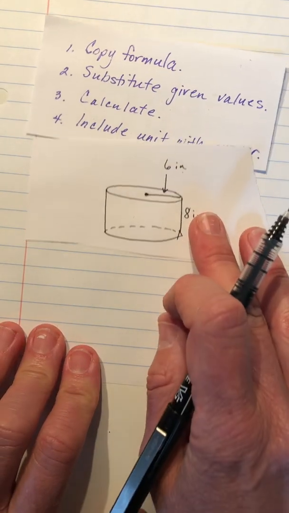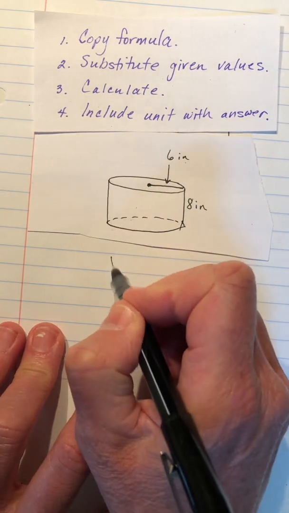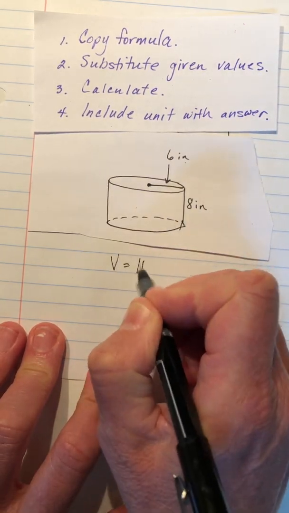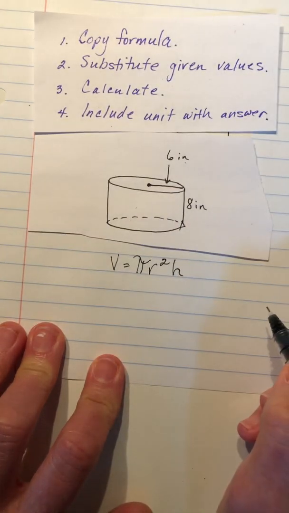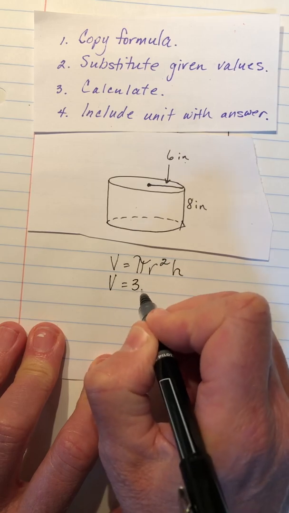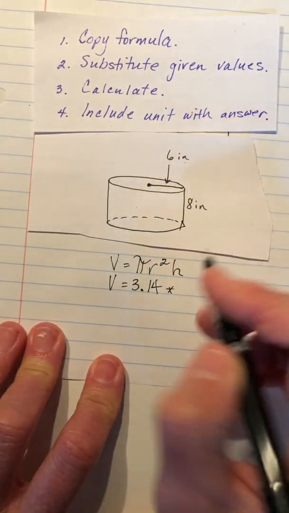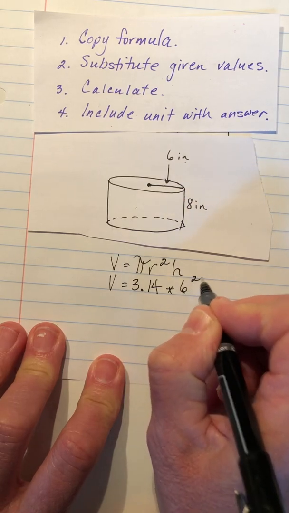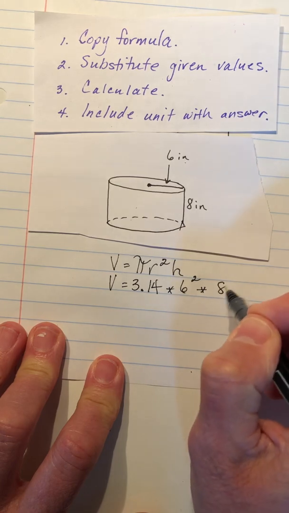All right, make some room for myself here. So I'm copying my formula. So volume equals pi r squared h. Volume equals, let's use 3.14 for pi. So the radius is 6, so I'll write 6 squared times, let's see, the height is 8.